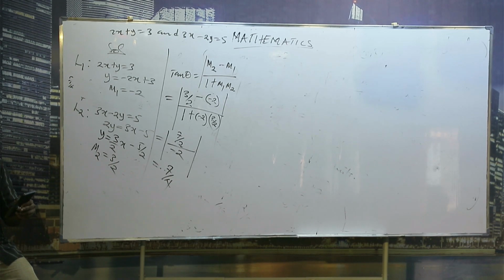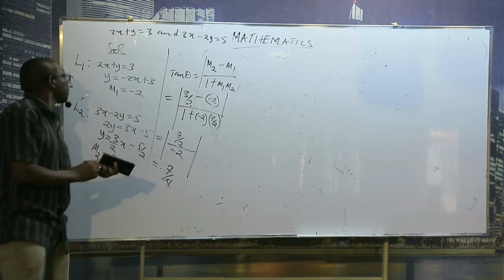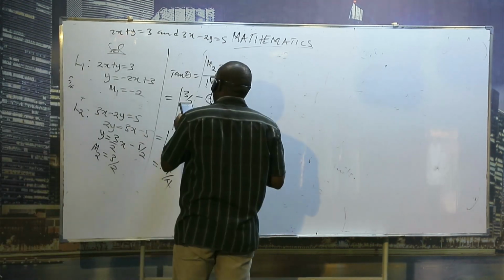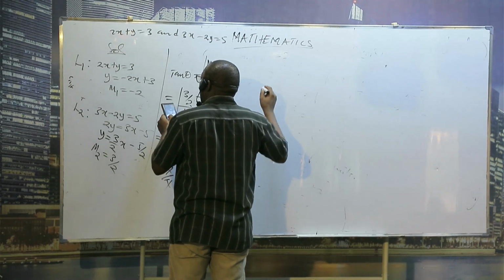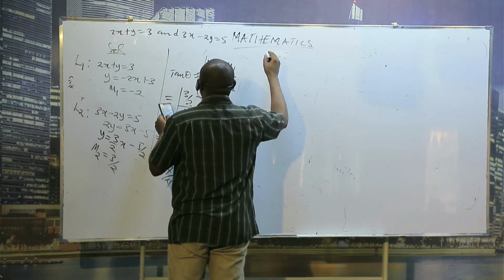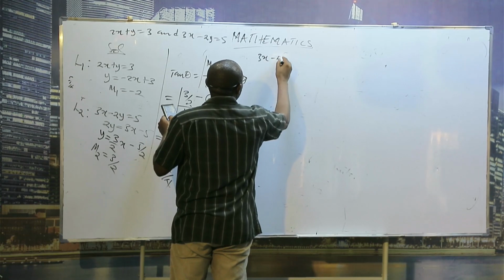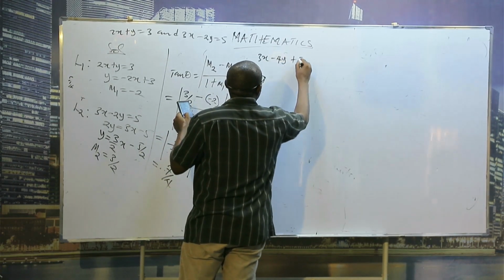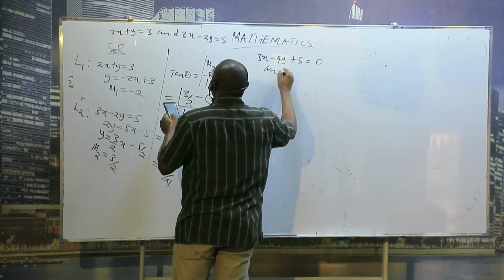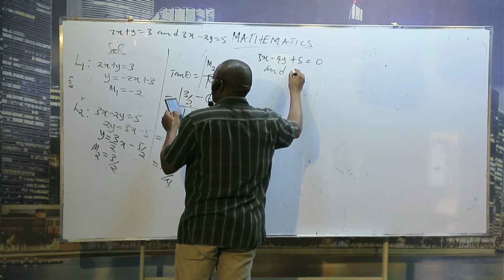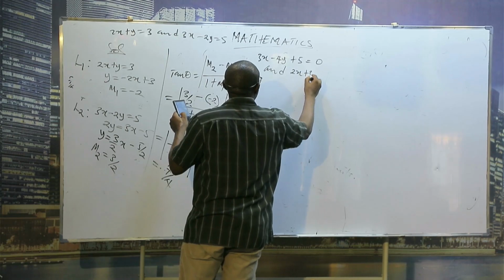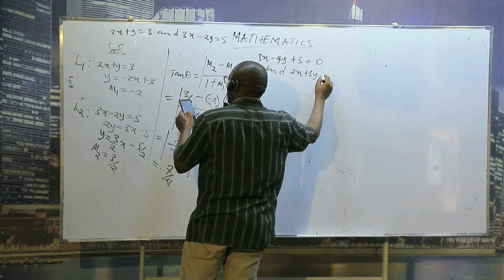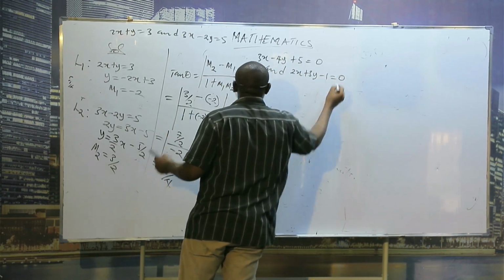Find the tangent of the acute angle between the lines. Find the tangent of the acute angle between the lines. Plus 5 equals 0, and 2x plus 3y minus 1 equals 0.